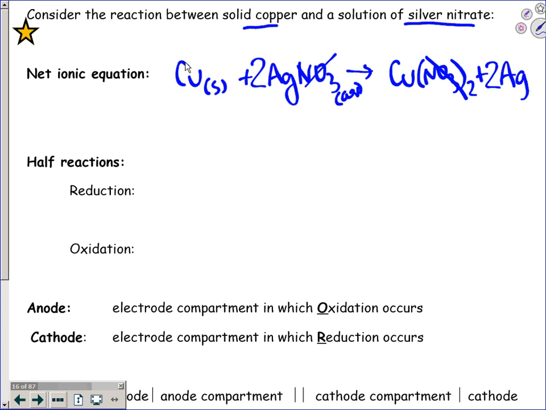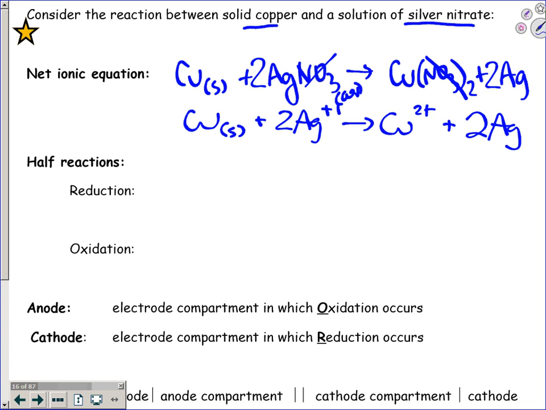How do I finish this? Cu solid plus 2Ag 1 plus, because they are technically in ion form at that point, yields copper 2 plus and 2Ag solids. Which of these processes is the reduction? We might need to assign oxidation states, or just check it out. The silver went from silver 1 plus to silver 0, a free element. Going from 1 plus to 0, I went down in oxidation state, so I gained electrons. So reduction is silver ion yielding silver.